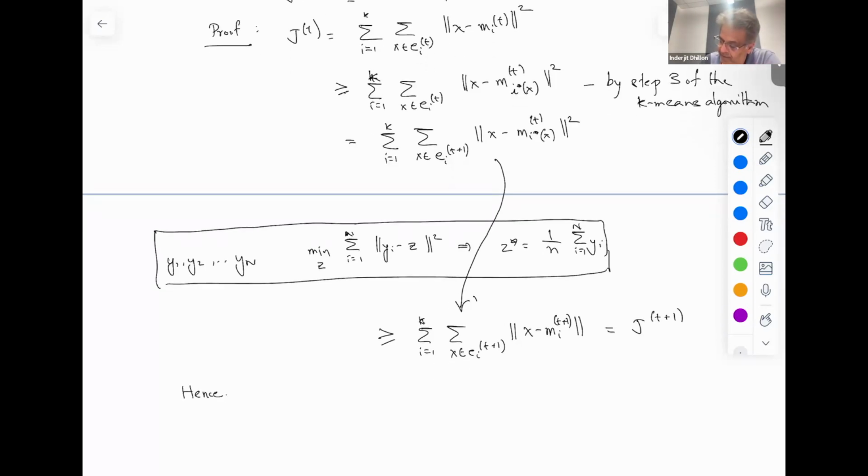Hence, the k-means algorithm. So remember, I made a distinction between the k-means algorithm and the k-means objective. Hence, the k-means algorithm monotonically minimizes the k-means objective function.